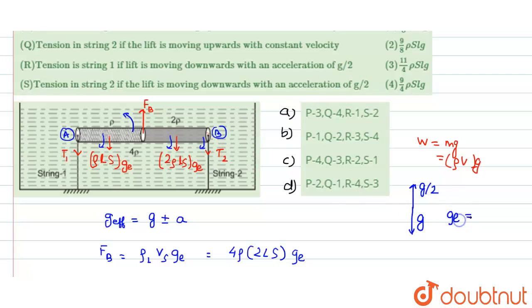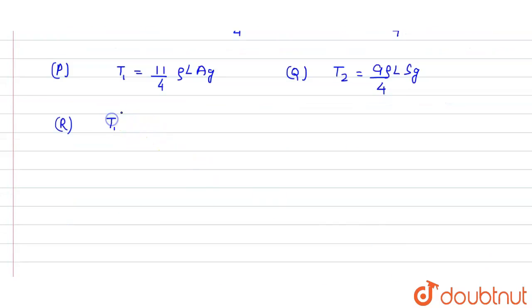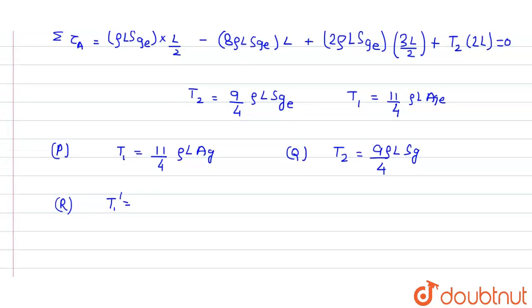So what is the effective acceleration? It would be G minus G by 2, that means G divided by 2. So our T1 dash would be equal to, with G effective value G divided by 2, and putting the value into this expression, 11 rho L S G divided by 8. And in option S, T2 dash would turn out to be, putting the value of G divided by 2, 9 rho L S G divided by 8.